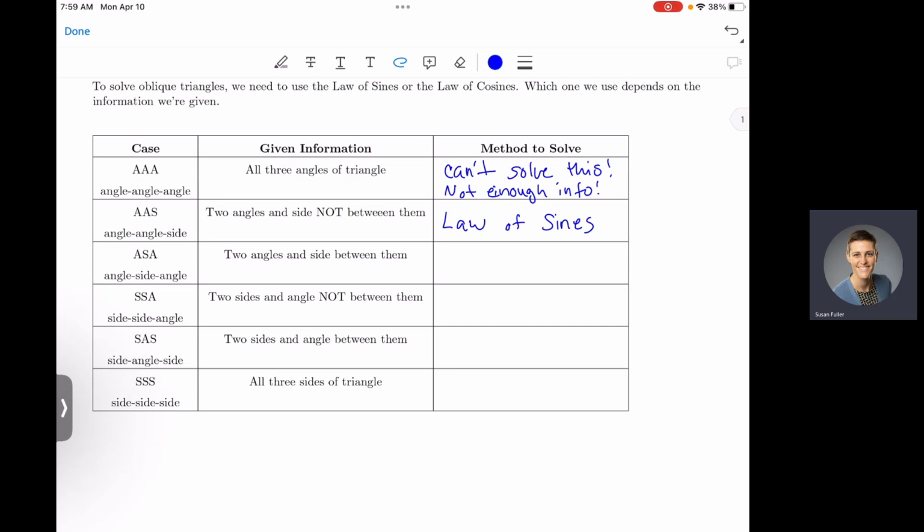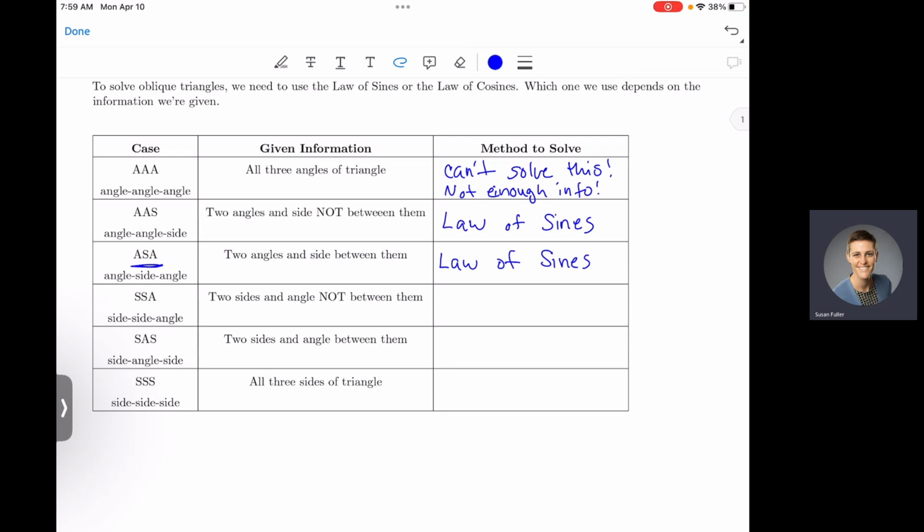All right, angle, side, angle. This is when you are given two angles and the length of a side in between them. So if you are given two angles and the length of the side between them, this is another law of sines situation. And again, we'll talk about why in a bit.